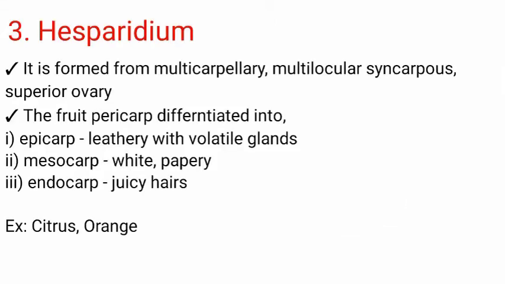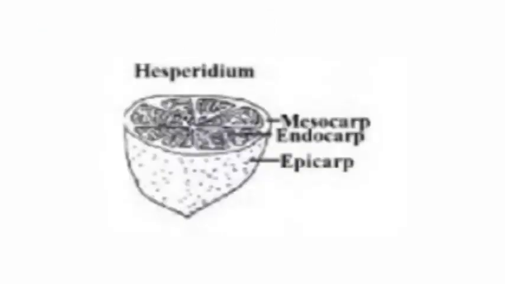The third one, hesperidium. It is formed from multicarpellary, multilocular, syncarpous, superior ovary. The fruit pericarp is differentiated into leathery epicarp with volatile glands, white papery mesocarp, and endocarp containing juicy hairs. Example, citrus family plants, citrus, orange. Let's see the diagrammatic representation of hesperidium, lemon.